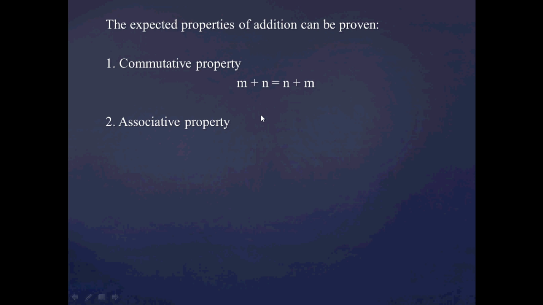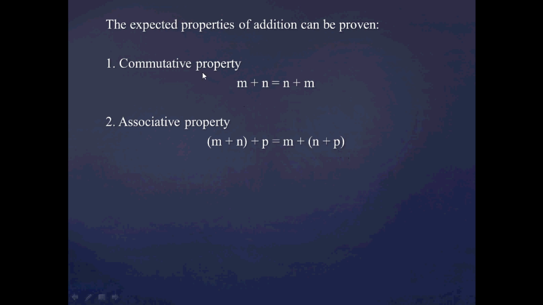One nice thing about building up this collection of theorems is that we can begin to prove the expected properties of addition, such as the commutative property, that m plus n is equal to n plus m, and the associative property, that doing m plus n first and then adding that to p is the same as having m and then adding that to the quantity n plus p. I leave a lot of these proofs as exercises just because there are a lot of interesting proofs.